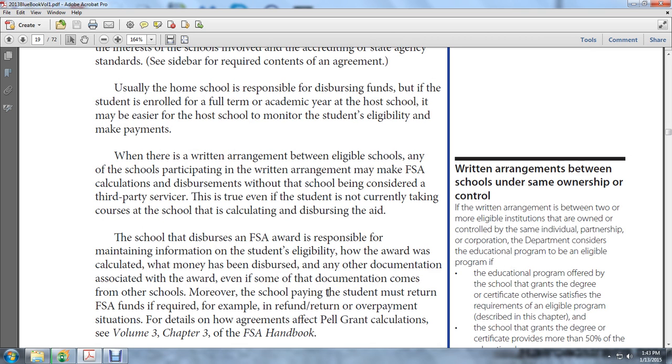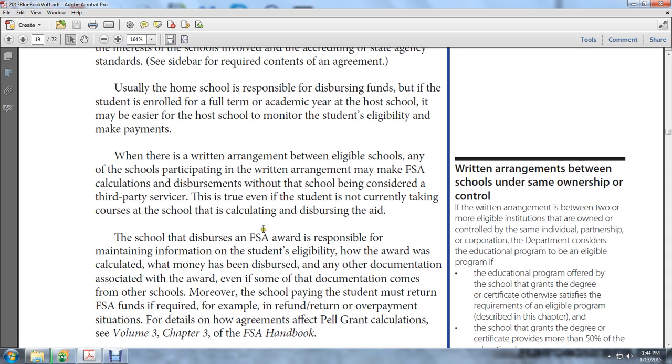When there's a written arrangement between eligible schools, any of the schools participating in the written arrangement can make federal student aid calculations and disbursements without the school being considered a third-party servicer. This is true even if the student is not currently taking the course at the school that is in the calculation of the disbursement of the aid.